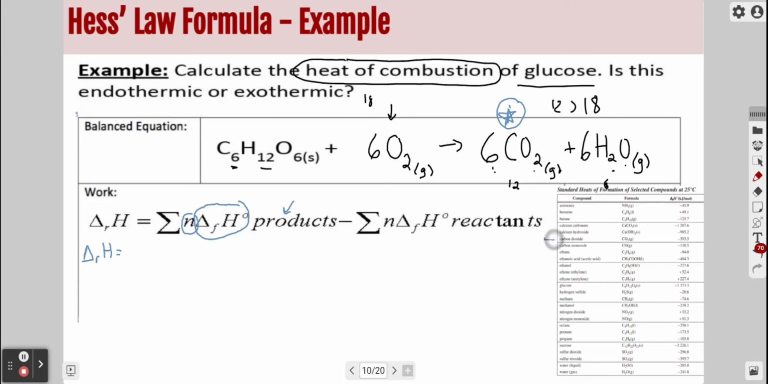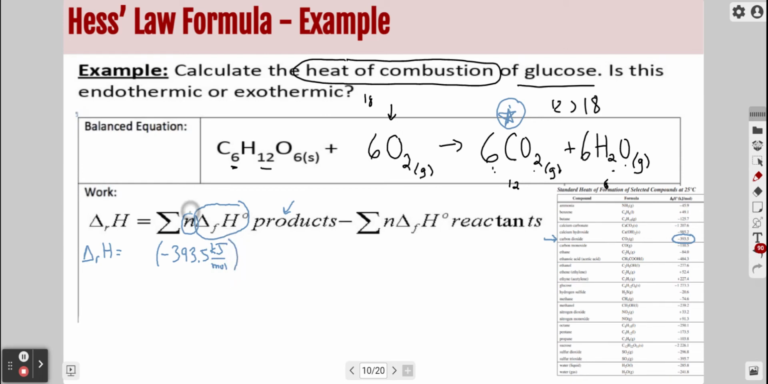Here we go. Carbon dioxide. There you are. And it has a heat of formation of negative 393.5. You do need to keep the negative. So this is where it gets a little messy. And it's kilojoules per mole.